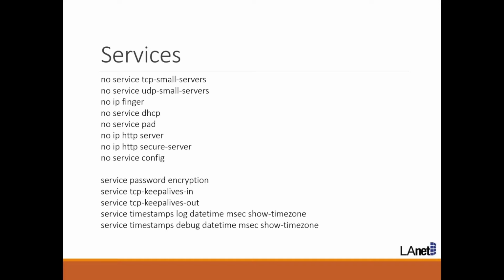Similar to, I think, on some of the newer IOSs, TCP small servers and UDP small servers is already disabled for you, right? But these are all the things that I tend to disable. And then down below are all the things that I tend to enable, right? Password encryption, keepalive, and timestamps, right? So timestamps allows you to take that NTP information and timestamp it onto your debug and log messages, which again is just very critical to everything you're doing from a security and operations perspective.